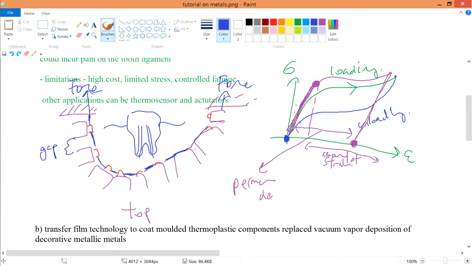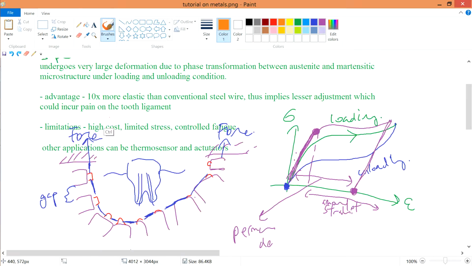So maybe I should have drawn this. If you were to move your whole tooth like that, the ligament will actually move as well. So you're actually pulling on your ligament that is attached to your gum, and therefore this ligament over here will be feeling pain. So less adjustment will cause less pain. That's what it's trying to say.